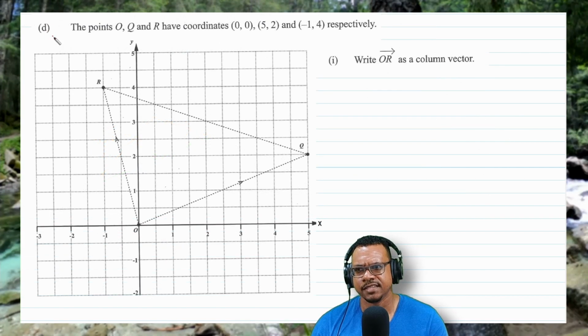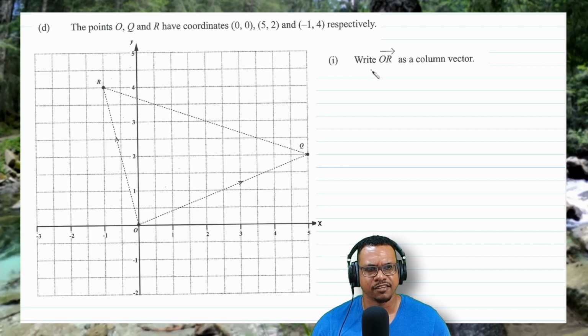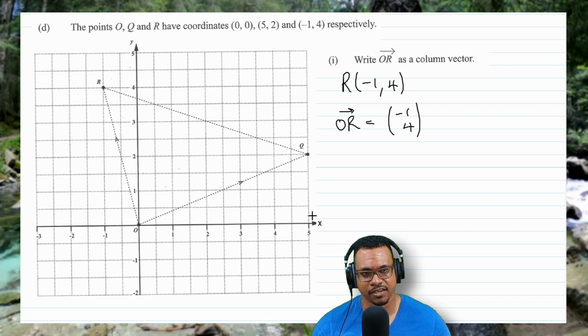Moving on to part D, we have the points O, Q, and R with coordinates 0, 0. So that's the origin O. Q is 5, 2, so 5 on the X, 2 on the Y. And R will be negative 1, 4, so negative 1 on the X and 4 on the Y. You want to write the vector OR as a column vector. You just take the coordinate of R, negative 1, 4, and to make it a vector O to R, write it as a column: negative 1 first, then the 4, and that's a column vector.